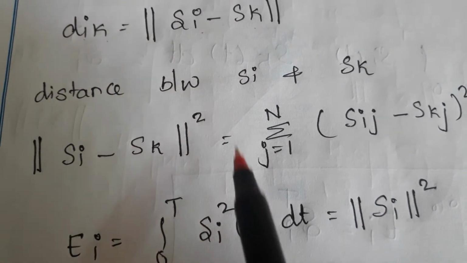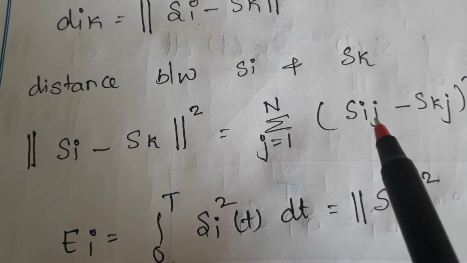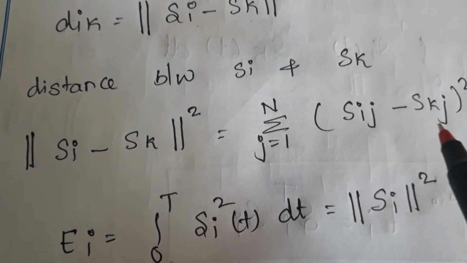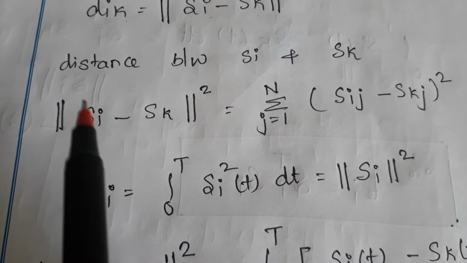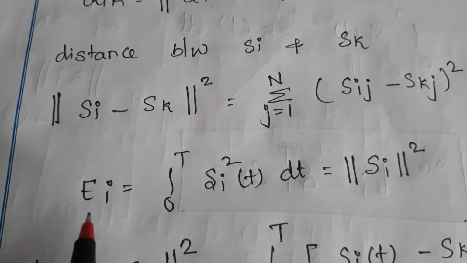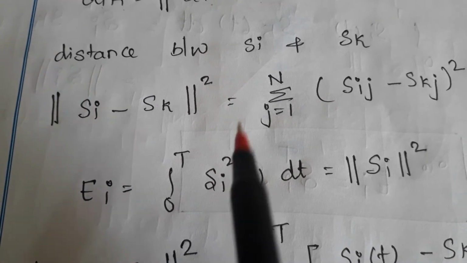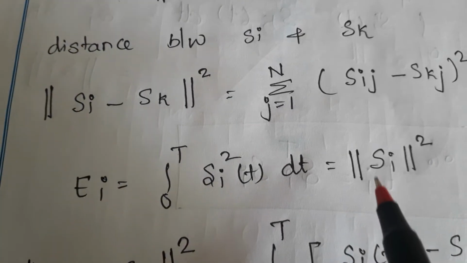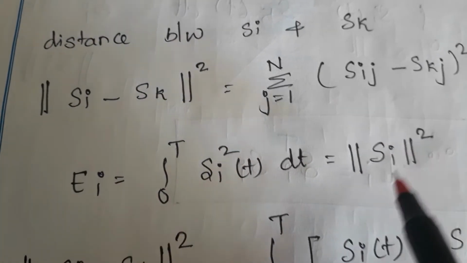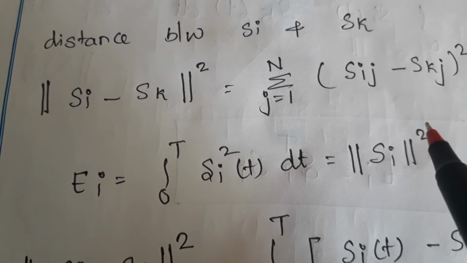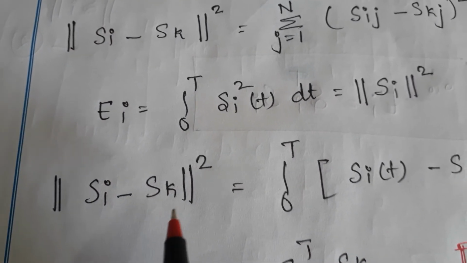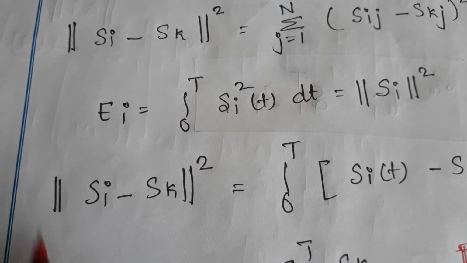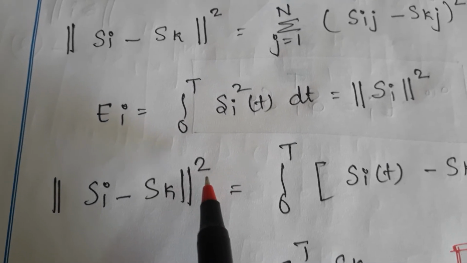Whatever term you take here, that term will come in the second term, the J and the J here, followed by the square. Then energy. I have to determine the energy between Si and Sk. So the energy formula is integral from 0 to T of Si square, the signal, dt. This is also written as Si mod, absolute value squared. So I am going for Si minus Sk, double on both sides, followed by square.